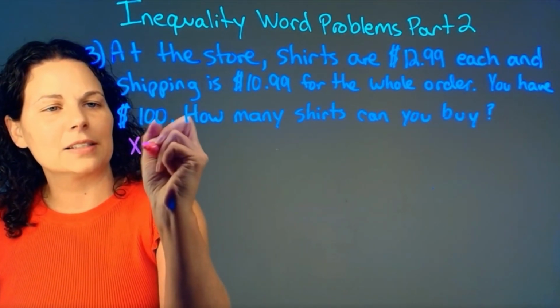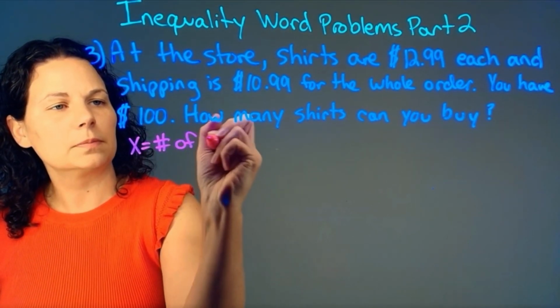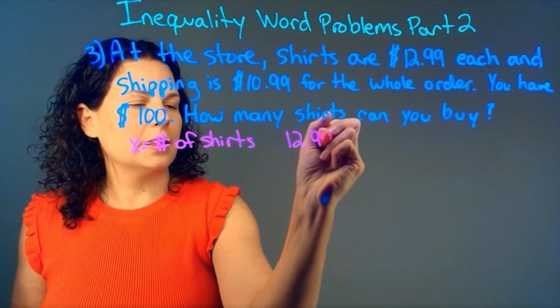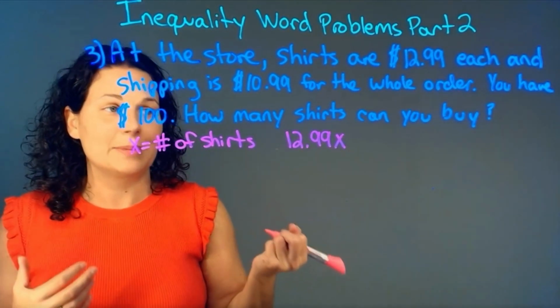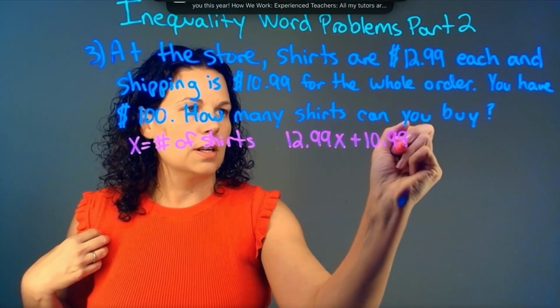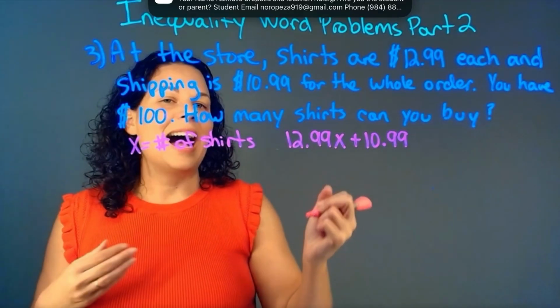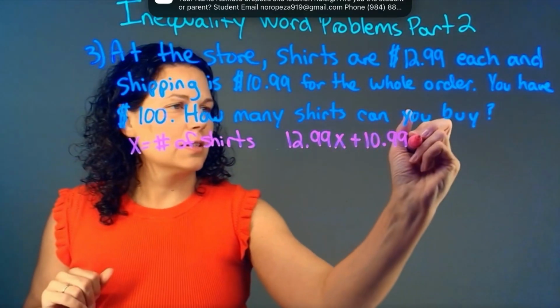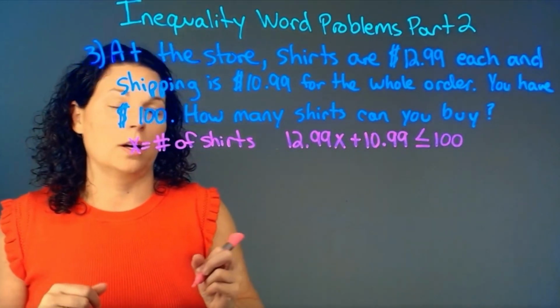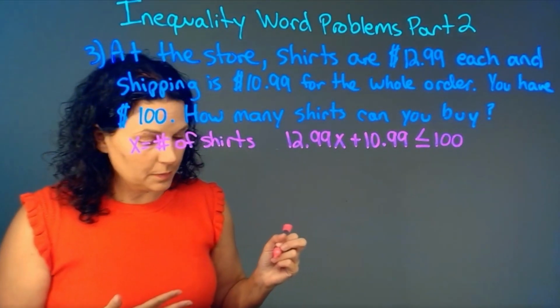I'm going to say x is the number of shirts because I don't know how many I'm buying. But I do know I'm going to do $12.99 times x. That's how much times how many. Plus, I've got to pay for shipping because it sounds like I'm ordering these shirts. And I have $100. I can spend less than $100. I can spend exactly $100, but I cannot spend more. So we're going to do less than or equal to.